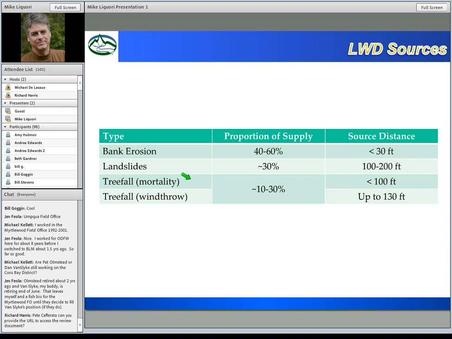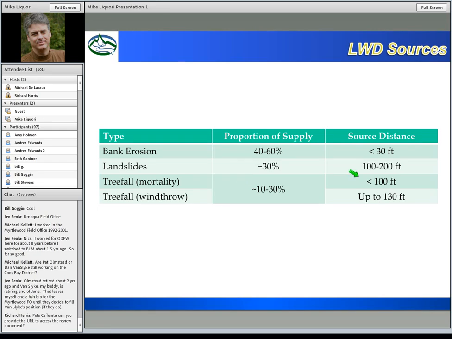And then there are 2 types of tree fall, which, interestingly, most of the riparian rules have been defined based on. You know, what is the source distance of a tree falling in the woods and then intersecting the channel? But what we're finding is that only about 10 to 30% of the proportion of observed wood in the system comes from tree fall. And it's difficult to tell whether that's from wind throw or from mortality. Mortality being the tree just dies and falls in, usually it snags or something like that, versus wind throw, where wind storm events may knock something over.